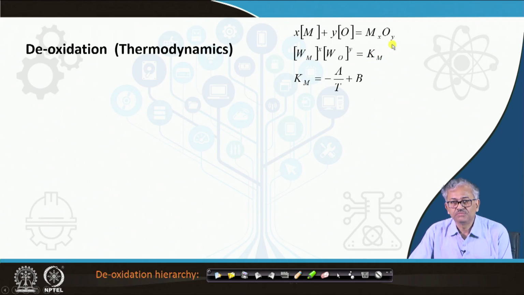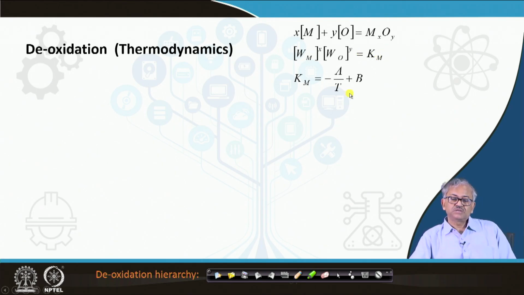It is derived from the equilibrium constant, and it is the inverse of the equilibrium constant. This is called the solubility product, or you can call it the deoxidation constant. That is, Wm to the power x into Wo to the power y is equal to Km. It is called the deoxidation constant.